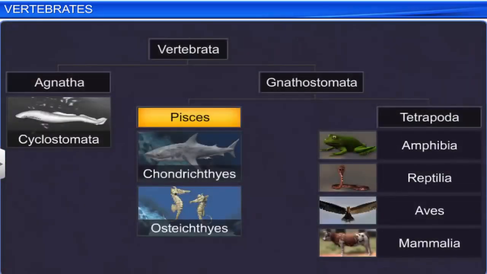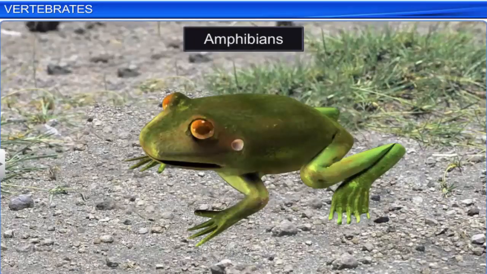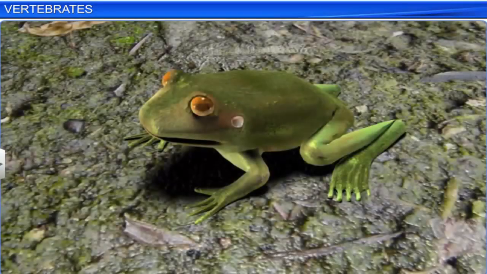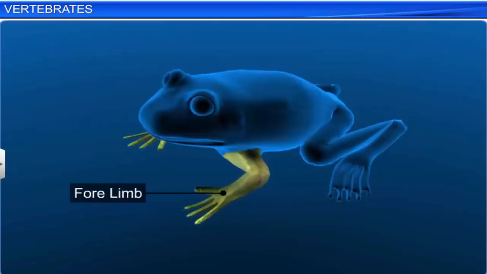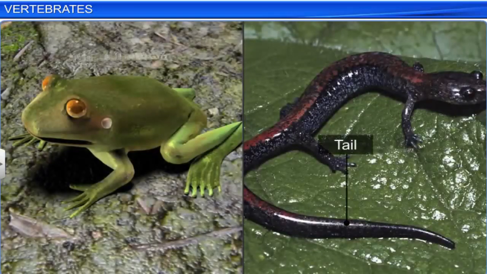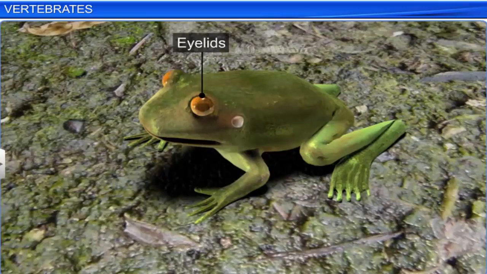The remaining 4 classes are placed under the superclass Tetrapoda, which means animals with limbs. Amphibians are adapted to aquatic as well as terrestrial habitats. Their body is divided into a head and trunk. While most of them have 2 pairs of limbs, some don't have a tail while others do. Their skin is always moist and lacks scale. Their eyes are covered by eyelids. Behind the eyes is a pair of tympanum, which represents the ears.